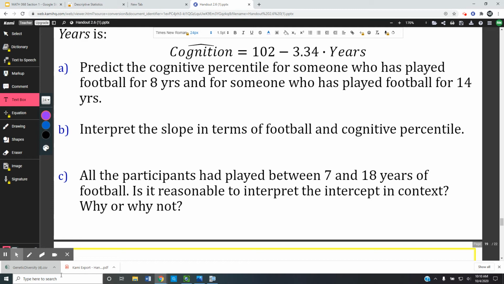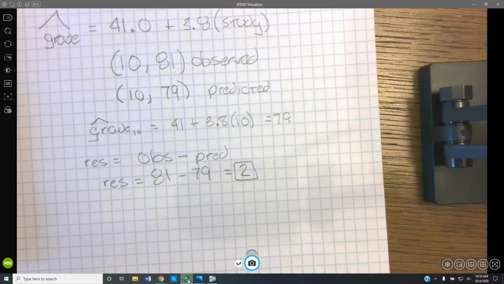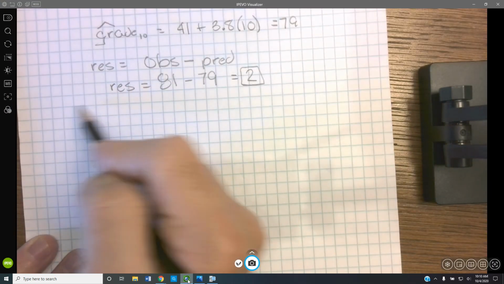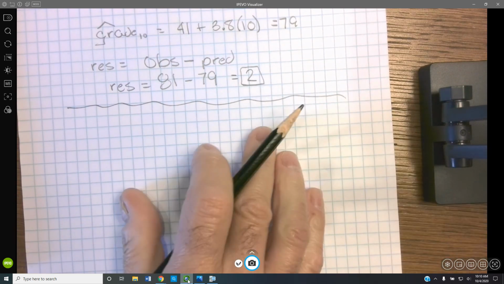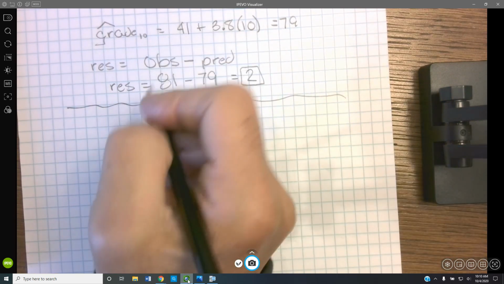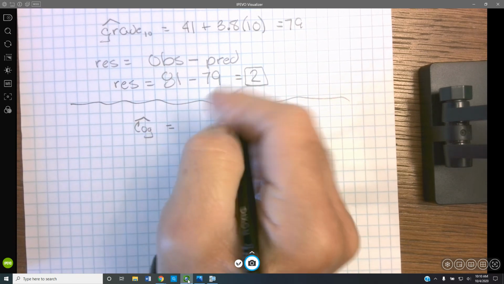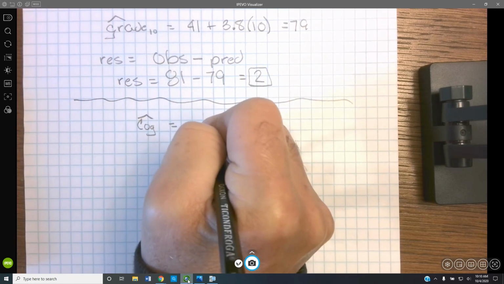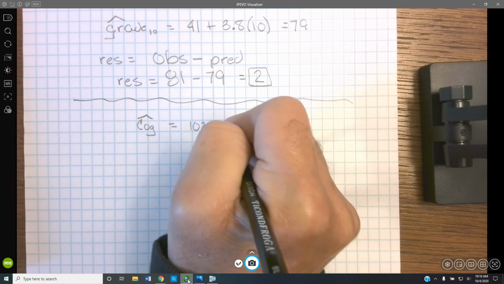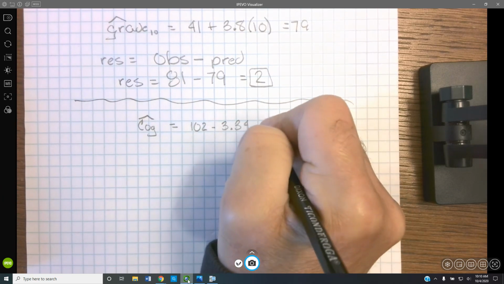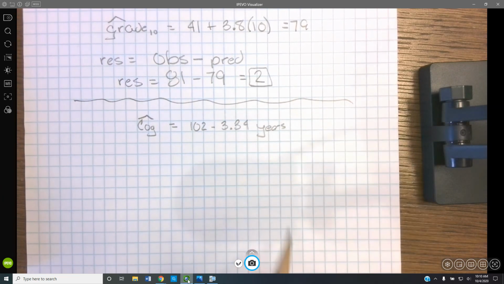Okay, so let's switch here and let's go to here. So now we're on to football. So the first thing we need is cognition. And to predict cognition, we start with 102. We subtract 3.34 for every number of years added to playing.